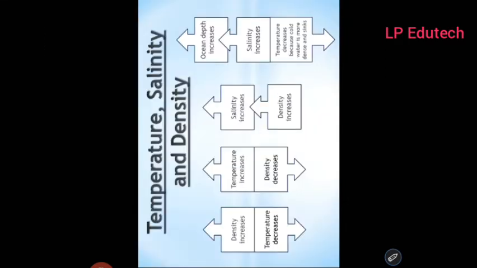The next point, density. Temperature and salinity are the two properties of seawater that control the density of the seawater. If temperature reduces, the density of water increases. Cold water is denser and so is saline water. As compared to salinity, temperature affects the density more.